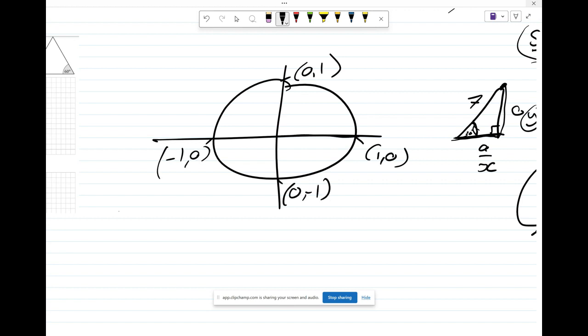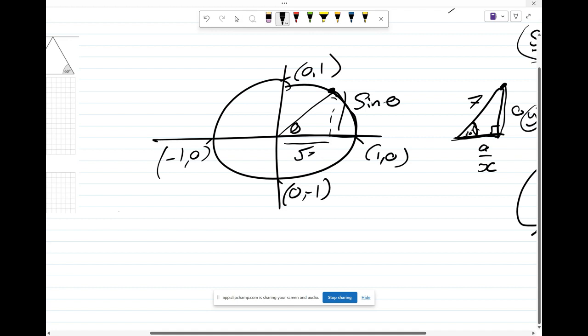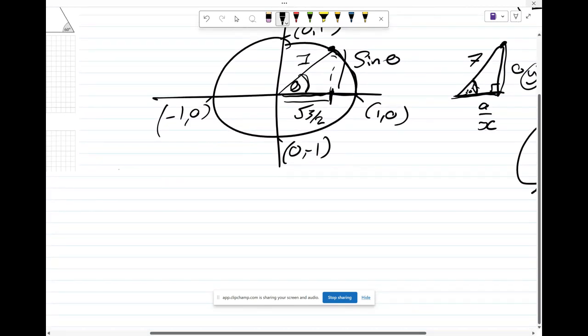And what if we did the same thing? We had a point, we go out, we go up to our point, this is our angle, and we drop our line down, so we have our cos theta is our x, and sine theta is our y. Say we knew this was root 3 over 2, and we wanted to find out what angle that means. So if we knew that this x here was root 3 over 2, what does that mean for this angle? And we knew our hypotenuse is 1 because it's radius 1.